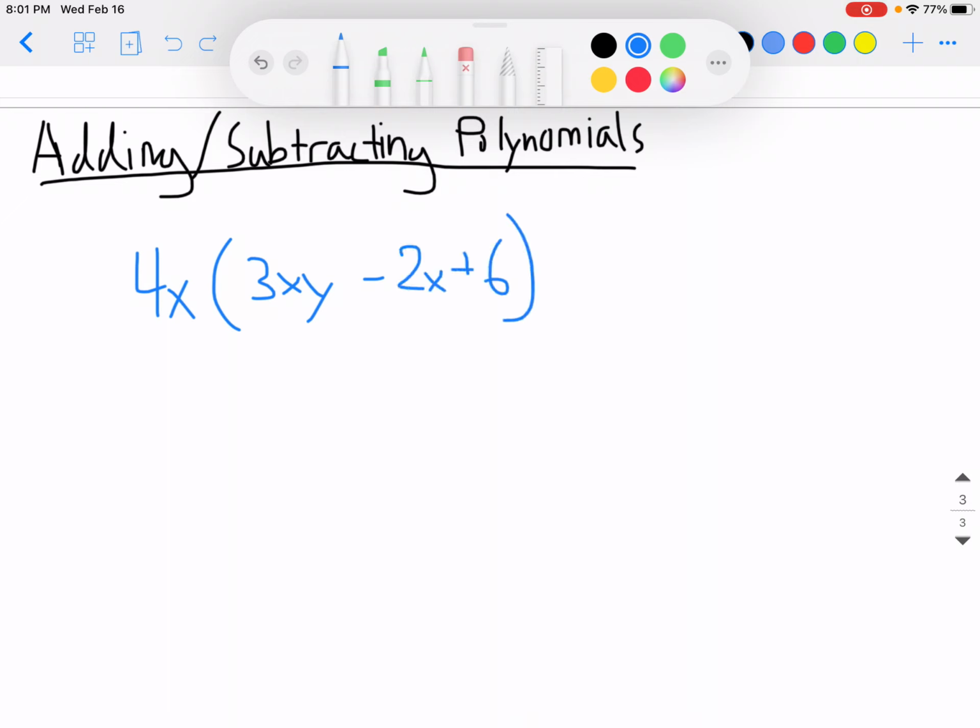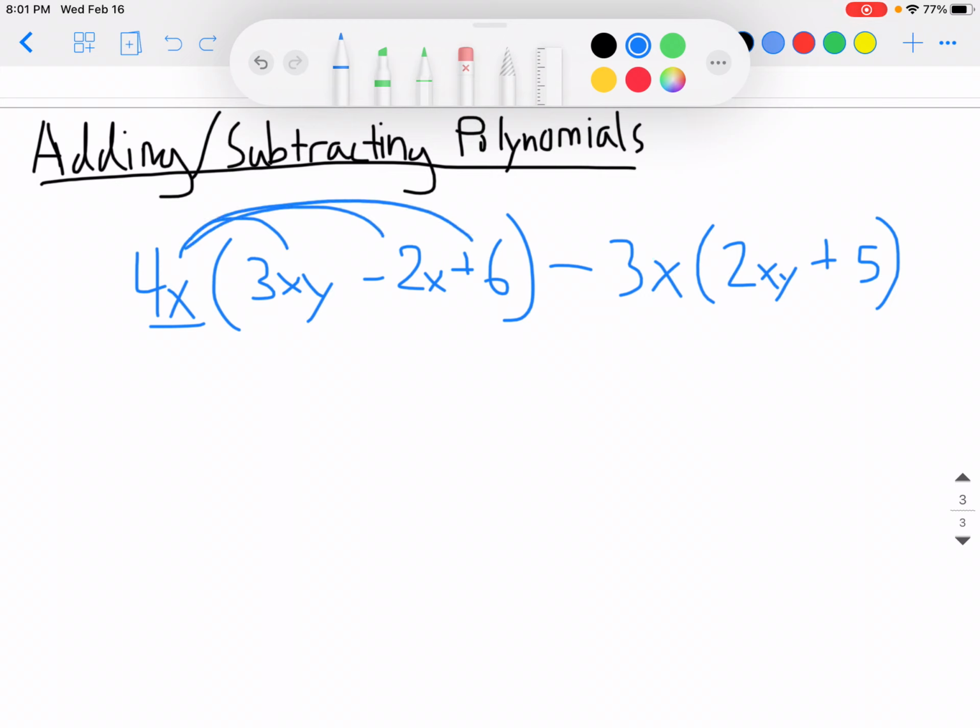6. And then we're going to subtract, and this time let's go with 3x, and we're going to times this by 2xy plus 5. Okay, so now this makes it a little more complicated because I have to multiply first. And so the first thing I want to do is I want to distribute this 4x to all three of these terms, and then this negative 3x to these two terms.